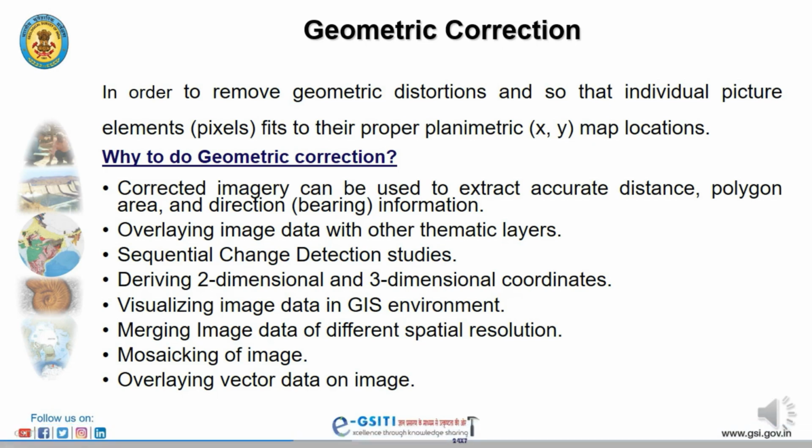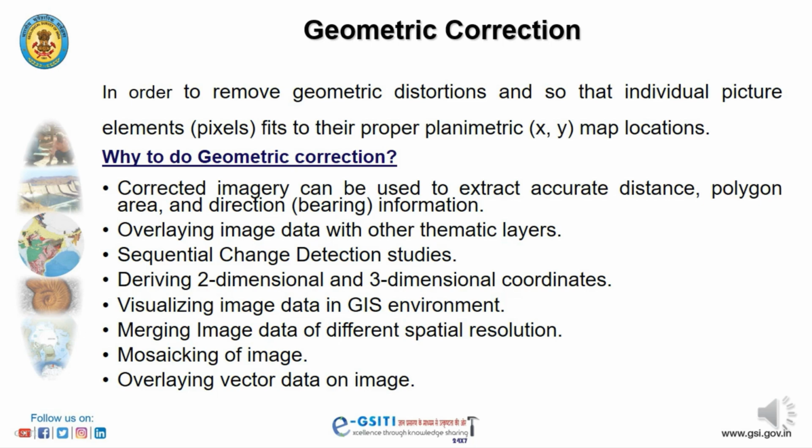Corrected imagery can be used to extract accurate distance, polygon, area, and direction information from the data. We can overlay the image data with other thematic layers. Sequential change detection studies about an area can be accurately done if you are doing a geometry correction. In order to derive two-dimensional or three-dimensional coordinates, we are doing geometry corrections.